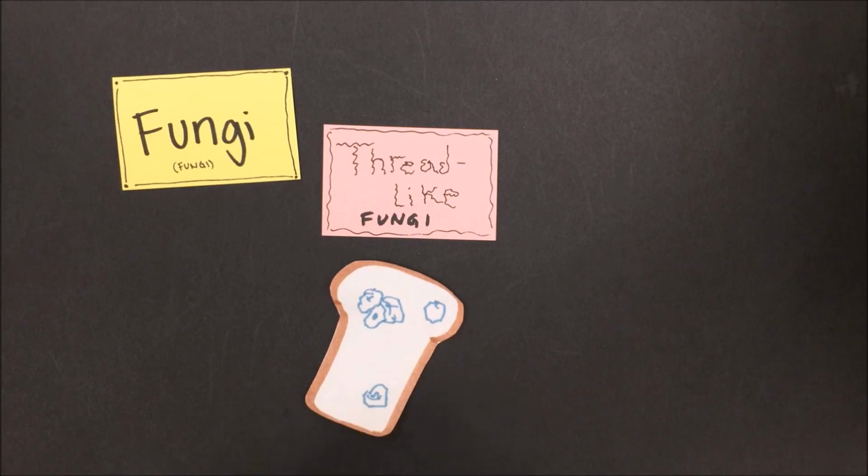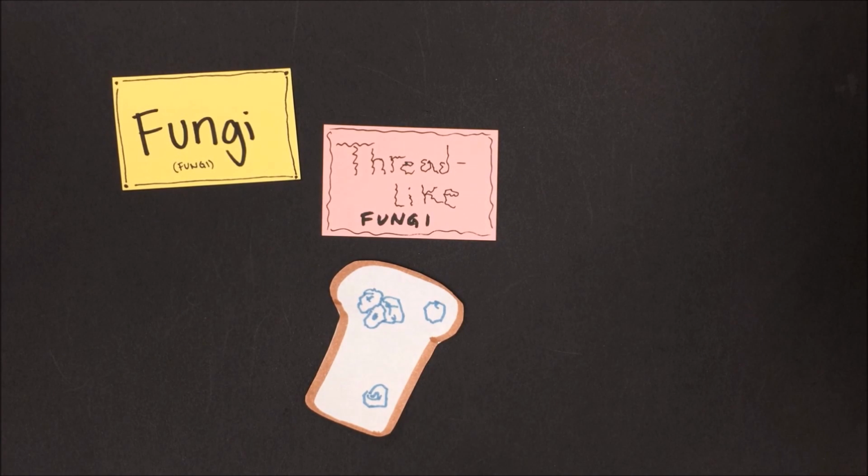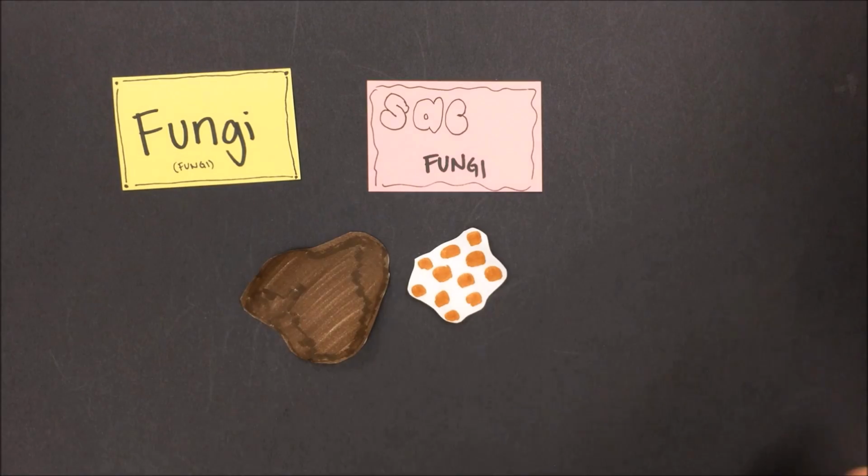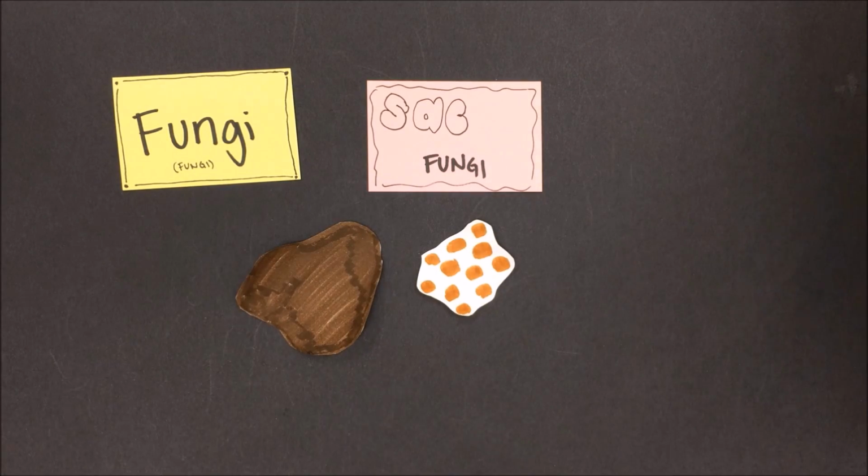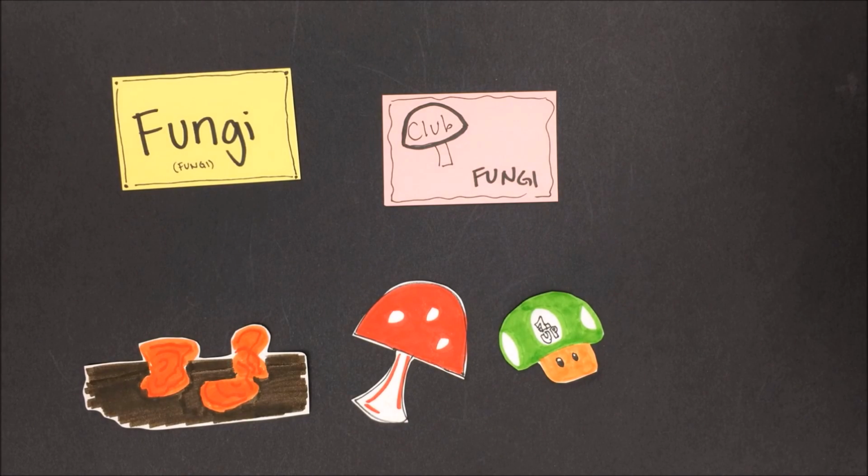We learned about several types of fungi. One kind we learned about is thread-like fungi. Thread-like fungi are mostly parasitic, and perhaps the most famous example would be bread mold. Sac fungi is the most diverse group of fungus. They are called sac fungi because their reproductive structures are stored in little pouches. Club fungi are perhaps the most famous kinds of fungi. These include fungi like mushrooms.